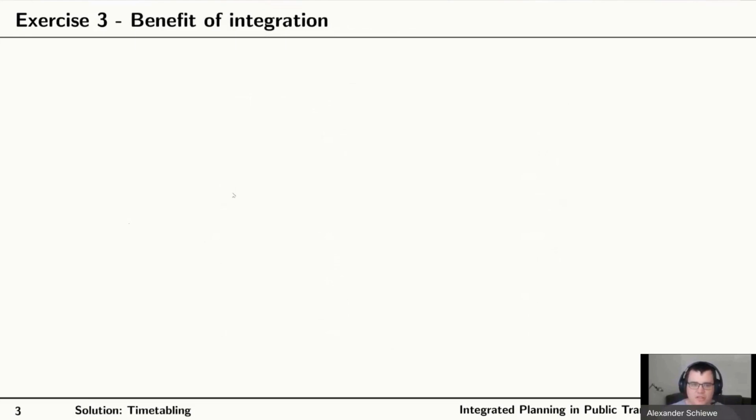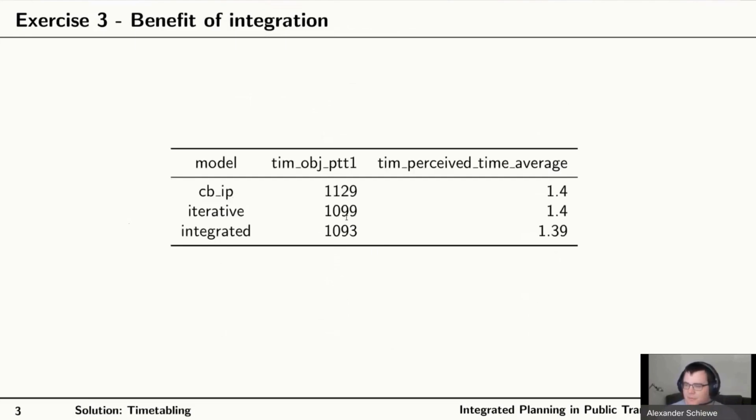The benefit of integration: when we really integrate this stuff, we really find the best solution with regard to TIM objective PTT1 and TIM perceived time average when we integrate these two things, right? We have the integrated formulation with passenger routing inside LinTim. So these are now the normal formulation, so the integer programming model iterated with the rerouting and the integrated formulation solving the integrated problem, which is the hardest one. And yeah, the exercise is for the smallest data set that we have in LinTim. So this last one is really much harder to do and to find a feasible solution. You will not be able to do that in your virtual machines on the larger data sets.